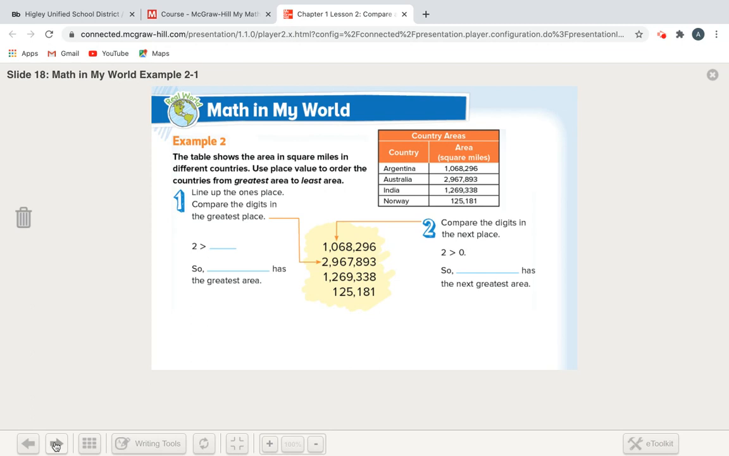When you're comparing several numbers, the easiest way to do them is to put them in this type of order. If you don't already have a chart, then you might just want to go ahead and line them up, making sure that all of your ones place is in order. Those all have to be lined up. Then you can go ahead and look at the numbers in the greatest place. I'm going to go ahead and click to the next slide.